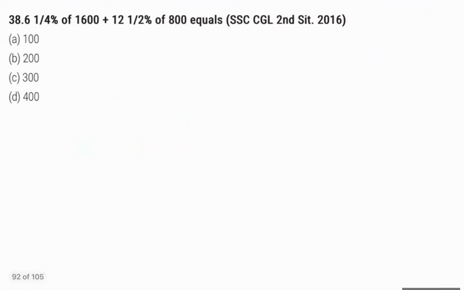38. 6 1 by 4% of 1600 is equal to 100, plus 12 1 by 2% of 800 is also 100. So 6 1 by 4%.